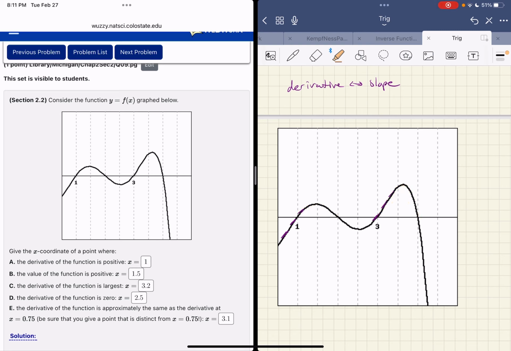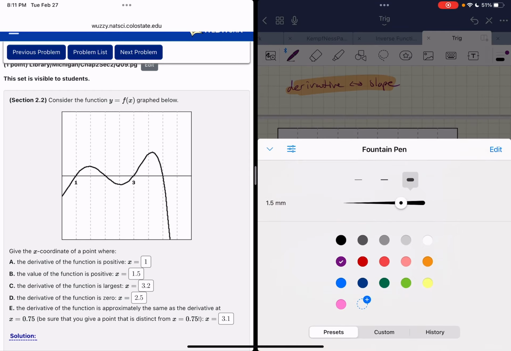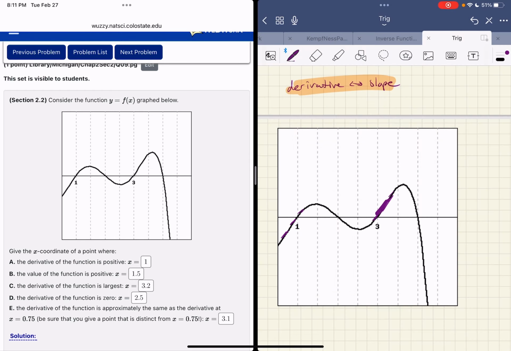Part C, the slope, right? Whenever you see derivative, replace with slope. The slope of the function is largest when? Okay, so largest slope means most positive, and I was thinking it looks the steepest over here. It doesn't really matter, I filled it in, but okay. So I just put in 3.2, just to guess.